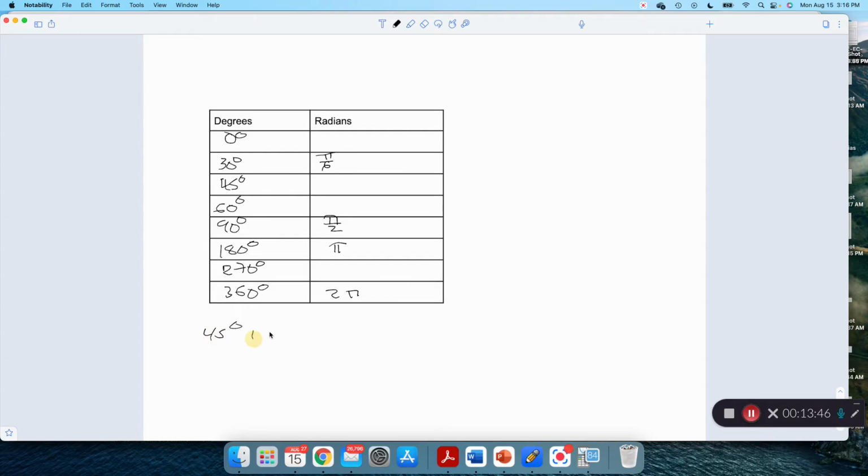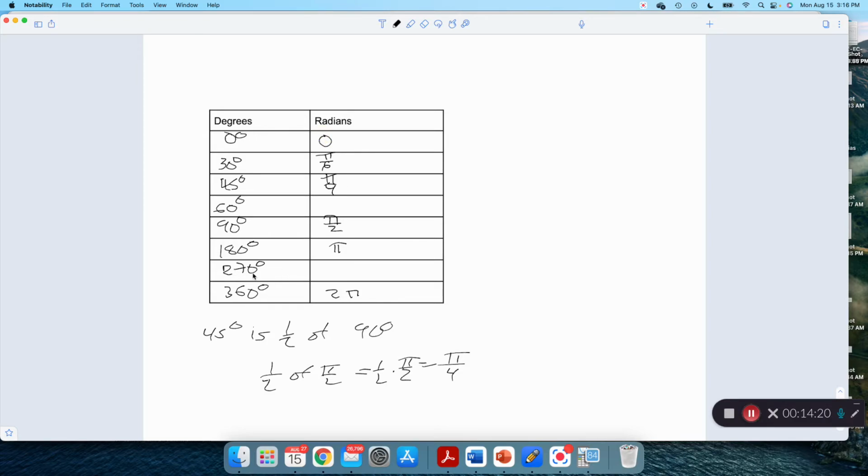45 degrees is half of 90. So half of pi over 2 would be 1/2 times pi over 2. The 2's don't cancel, they're multiplied. Pi over 4. What about 0? Well, 0 is 0. I don't care what unit you're measuring. 0 is 0.